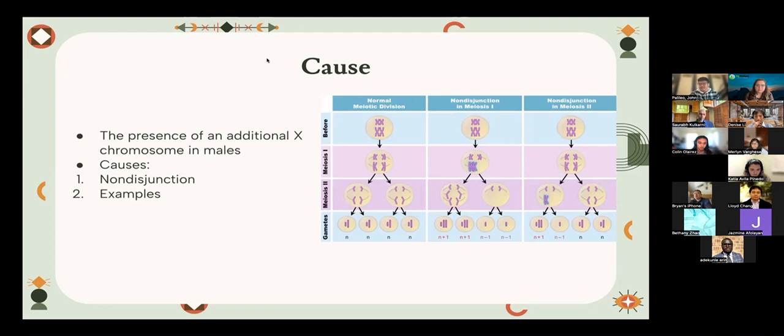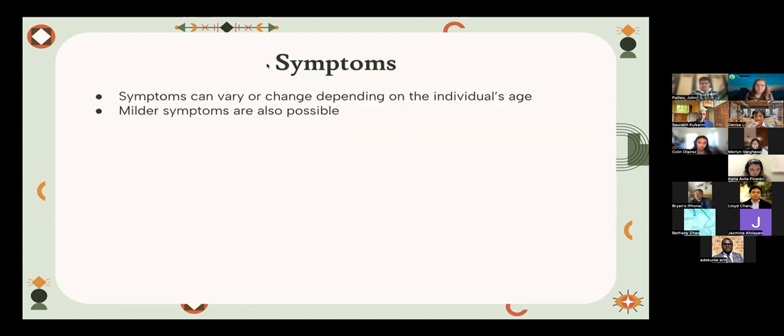Okay, now we're talking about the symptoms. Symptoms can vary depending on the individual's age. In babies, the most common symptoms are weak muscles, slow motor development, as well as delays in speaking. In teenagers, they may experience taller than average height, long legs, broad hips, as well as low energy levels.